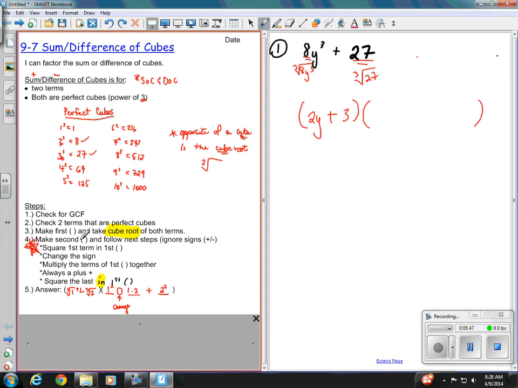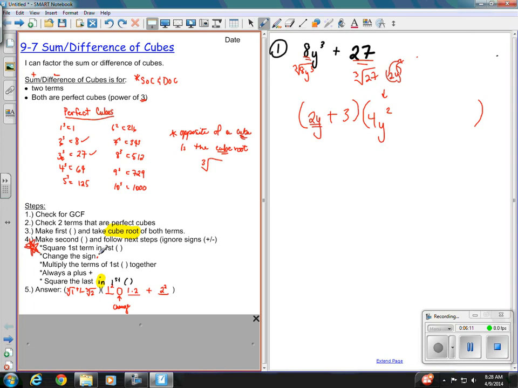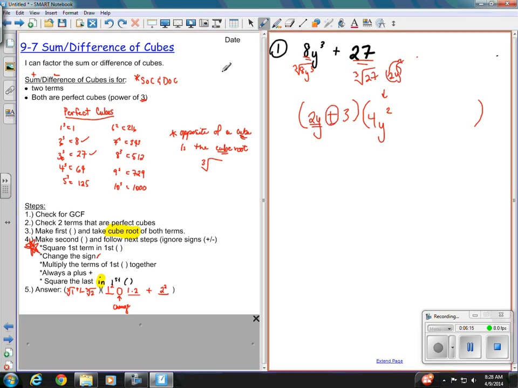So we're going to square the first term in the first parenthesis. Right here, my first term is 2y, so I'm going to say 2y, and the whole thing squared. This takes us back to our monomial notes. 2 squared is 4, and y squared is going to be y squared. Then our next one is we change the sign. So if it's a plus sign here, in my next parenthesis, I'm going to change it to a minus.